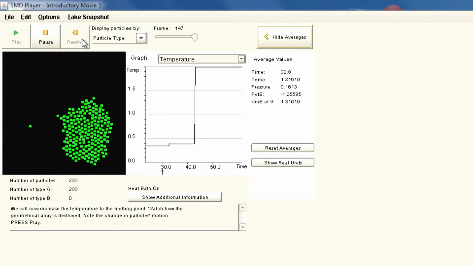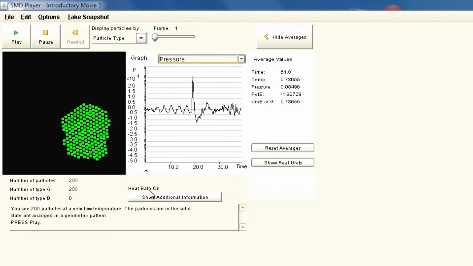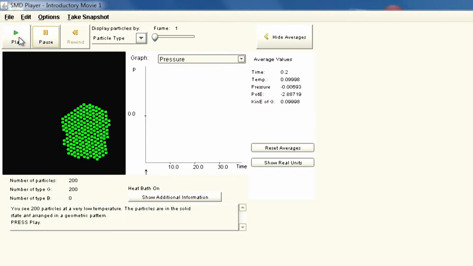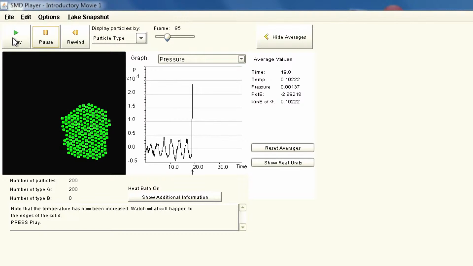So, let us rewind it. Now, you can see that it has gone back to the original system. This is a deterministic model. Now we are going to look at the pressure, and so let me also reset the averages to 0 and start again. You can see it is starting at 0 pressure and then it will keep going.